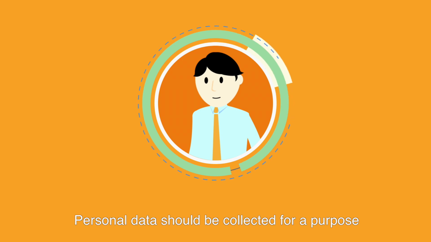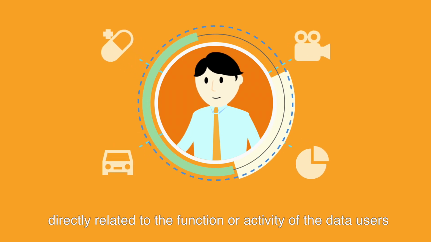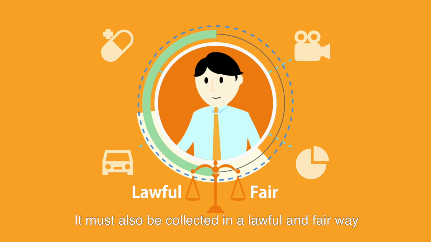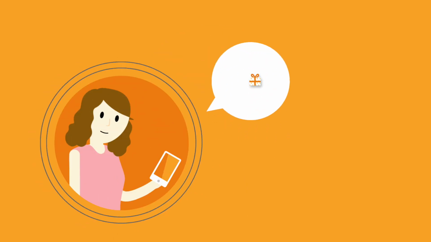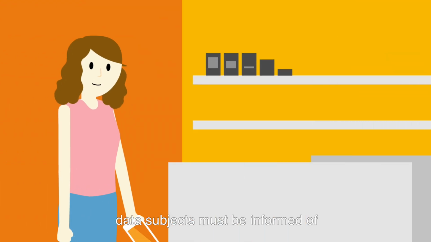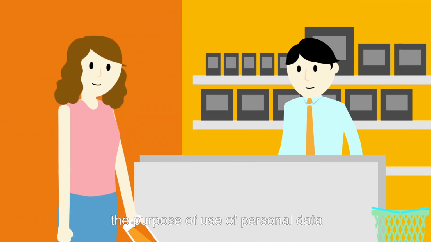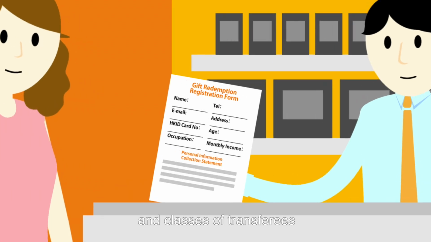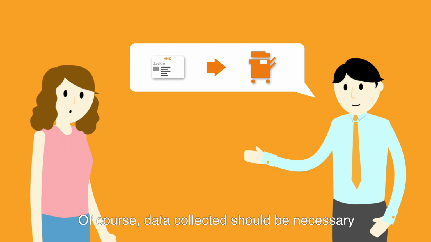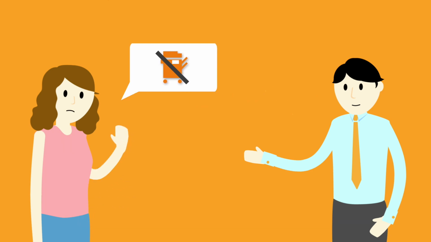Personal data should be collected for a purpose directly related to the function or activity of the data users. It must also be collected in a lawful and fair way. When personal data is collected, data subjects must be informed of the purpose of use of the personal data and classes of transferees. Of course, data collected should be necessary but not excessive.